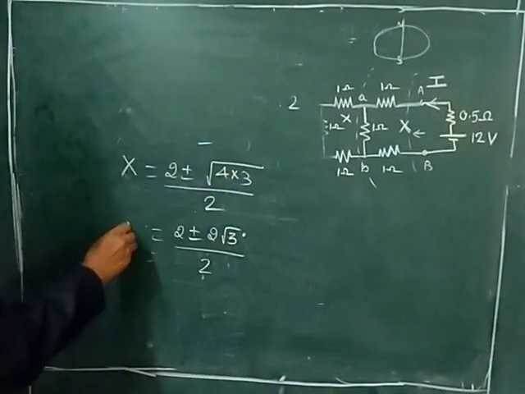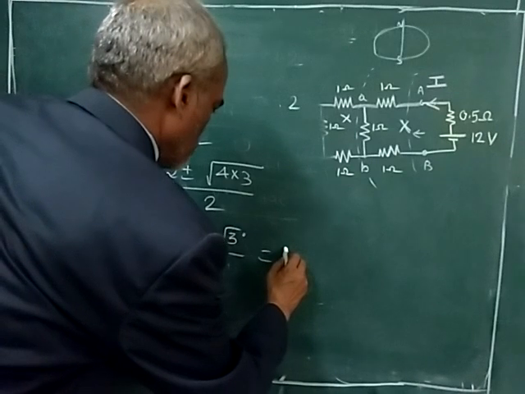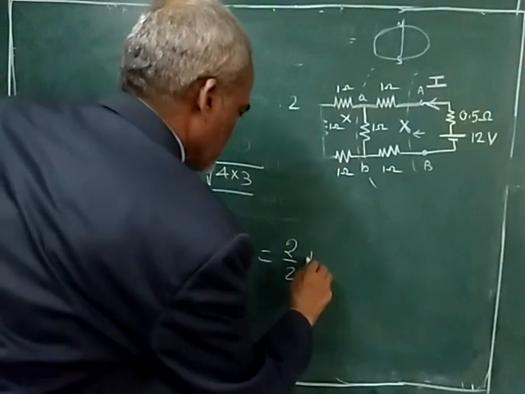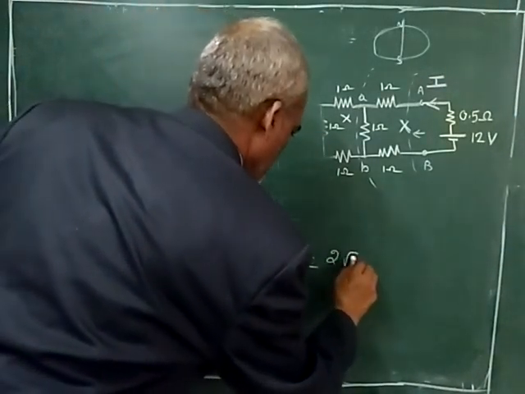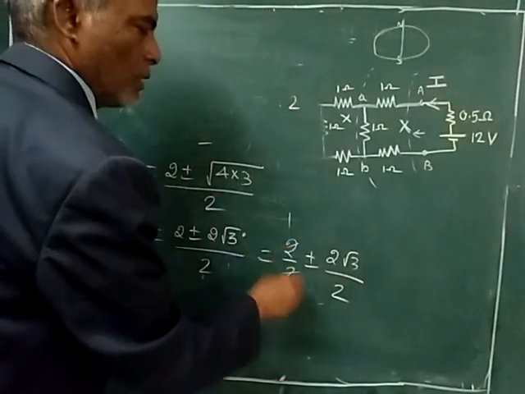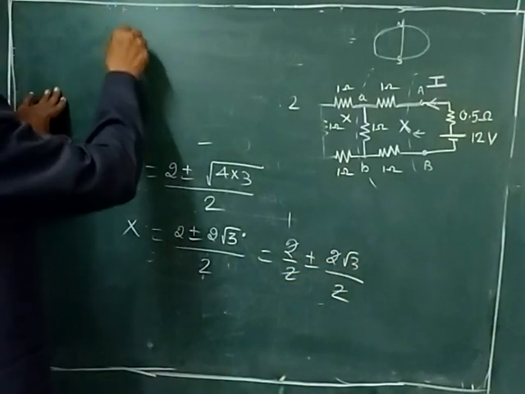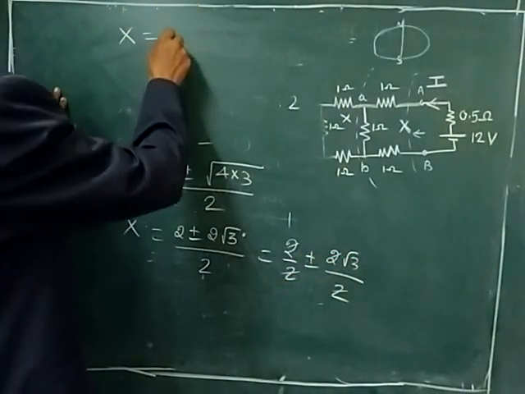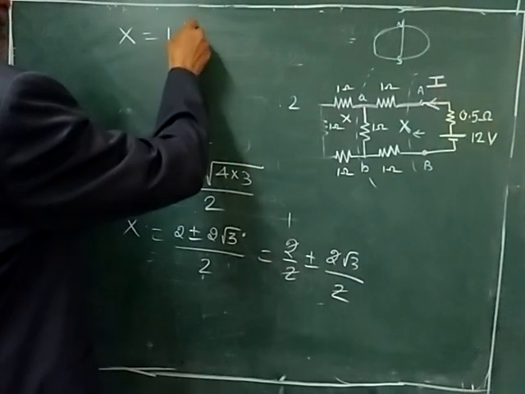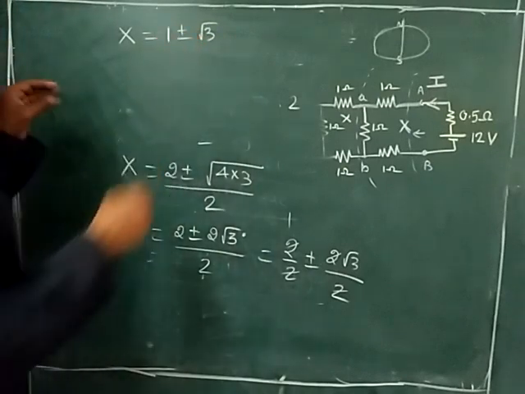Now if you see, this x can be written as 2 by 2 plus or minus 2 root 3 by 2. So this will get cancelled, 1. Here again it will be 1. 1 into root 3 is root 3. So x is equal to 1 plus or minus root 3.